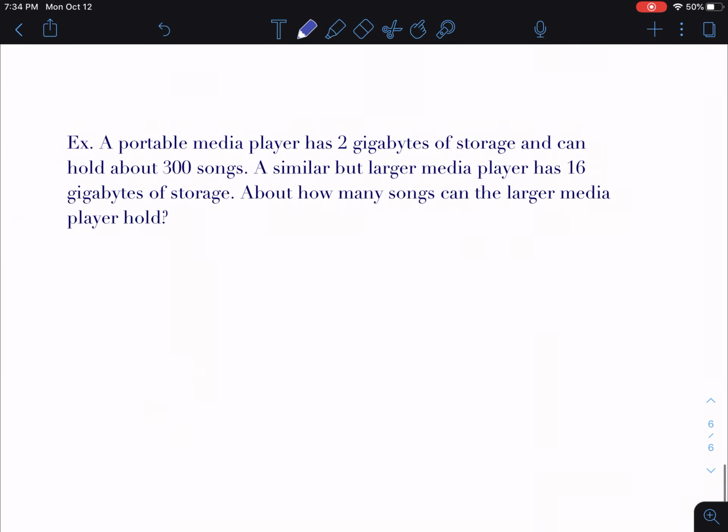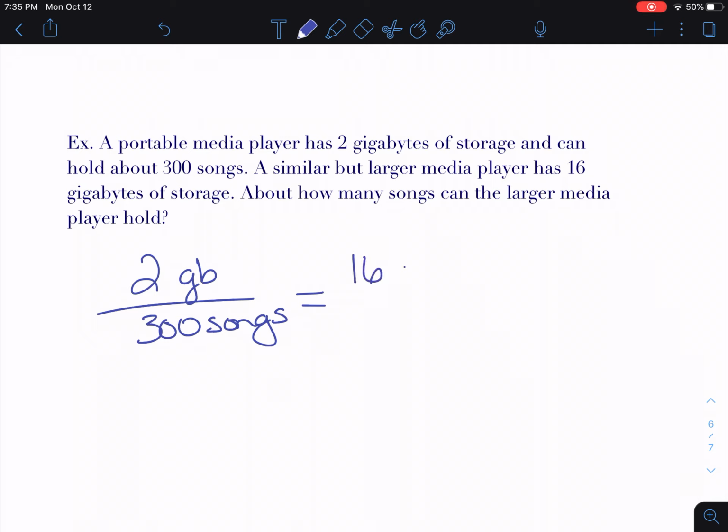Many things in real life grow proportionally and at the same rate. In this example, a portable media player has 2 gigabytes of storage and can hold about 300 songs. So this means that for every 2 gigabytes of storage, there are 300 songs. In my other media player, a similar but larger one, it has 16 gigabytes of storage. So I'm going to set up my proportion in the same order, using 16 gigabytes on the numerator since I chose to put gigabytes on the numerator of my other ratio.